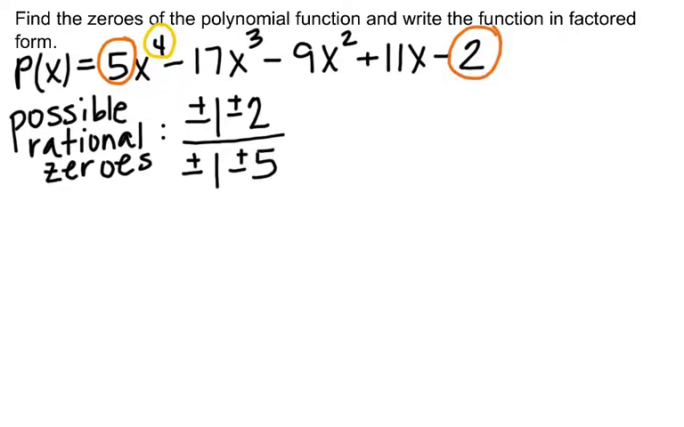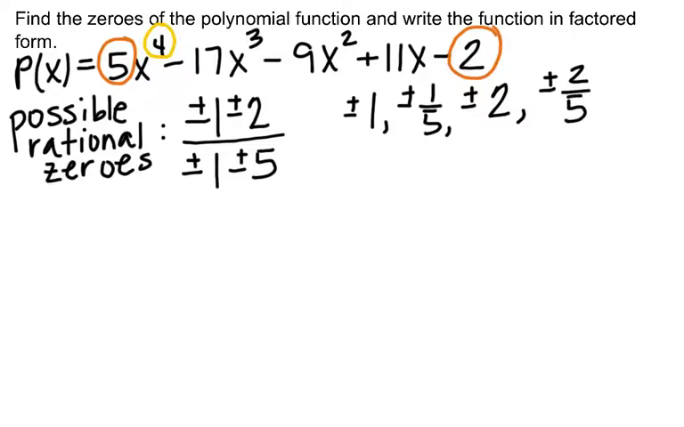So now when we actually make our list, we would have 1 over 1, which would be ±1. 1 divided by 5, which is ±1/5. 2 divided by 1, ±2. And 2 divided by 5, ±2/5. So now we have a list of only 8 numbers that we want to try and find one that works.